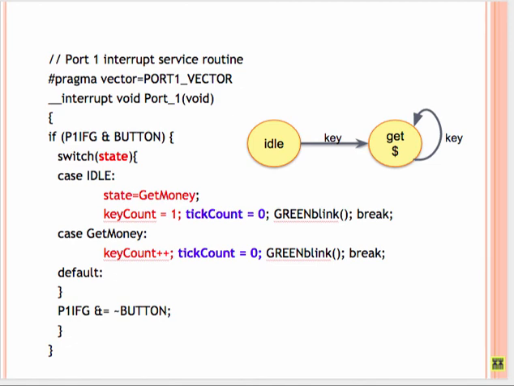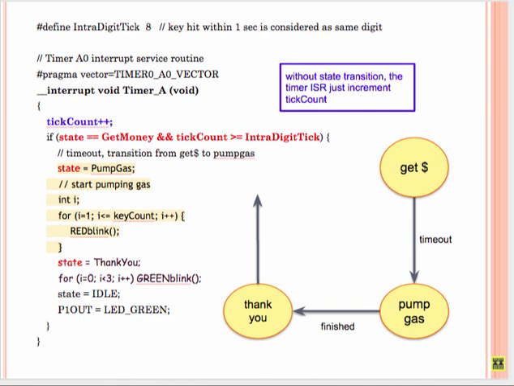Okay, so what's the other interrupt service routine? This is the interrupt service routine for the timer. Look at this, it is a timer interrupt. And we are defining the interdigit tick. That means if it's 8, that means it's 4 seconds. If we do not get a key within 4 seconds, then we consider it's a timeout for the digits.